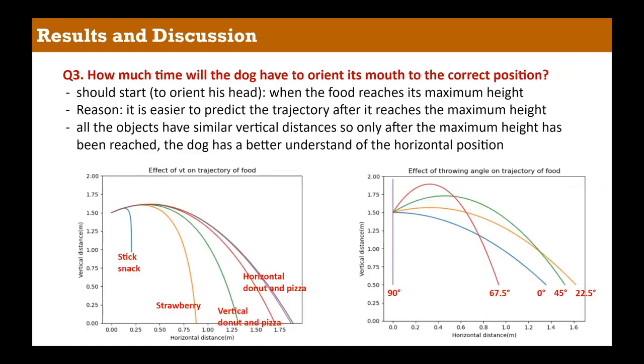Question 3. The dog will have time to orient his head once the trajectory leaves its maximum height. We can see that in the graph on the left that only after the maximum vertical distance is met, the horizontal displacement is understood. The initial angle of the trajectory also supports our answer by showing that even if the initial angle is high, such as 67.5 degrees, it could still end up being a shorter horizontal displacement than shorter angles like 45 degrees.